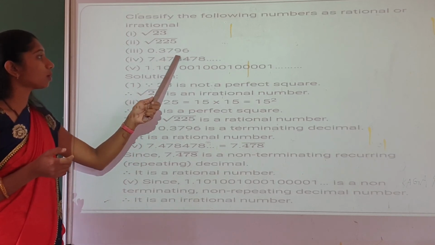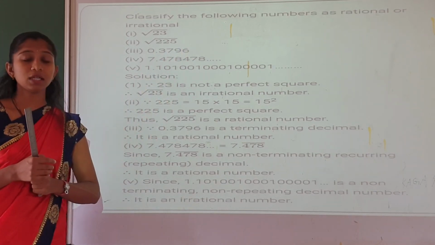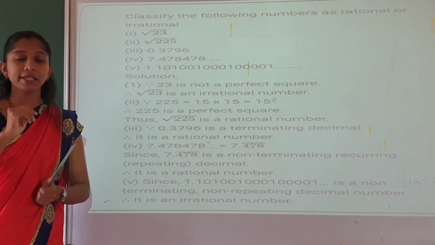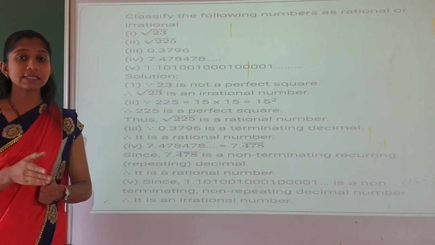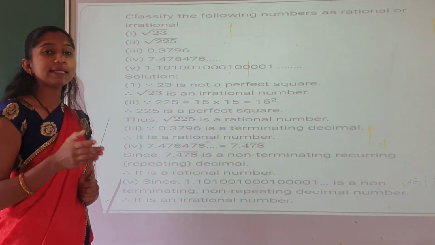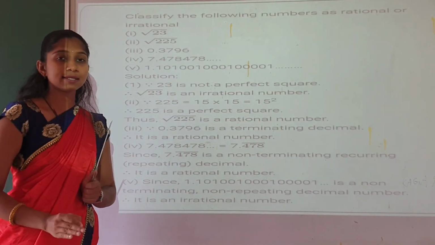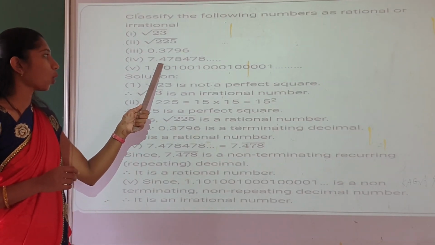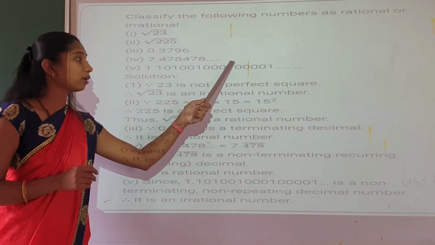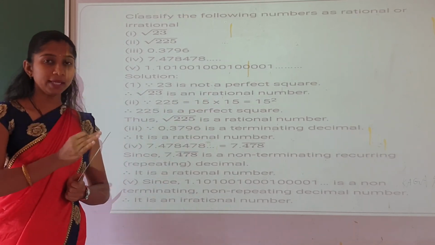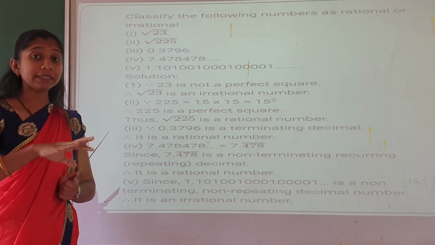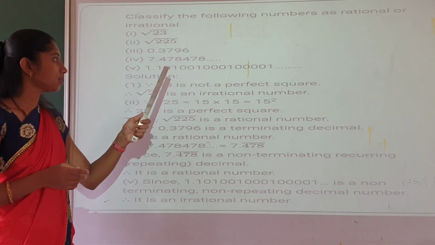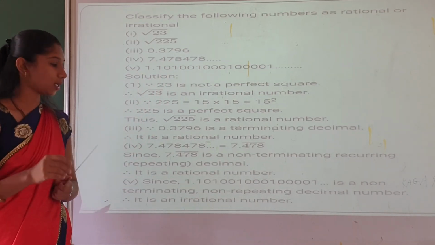Next, what is the third problem? 0.3796. It is a terminating number. Terminating decimal expansion means it is a rational number. Then what is the next problem? 7.478478 and so on, non-terminating. This is a non-terminating repeating number. Non-terminating repeating number means this is a rational number.